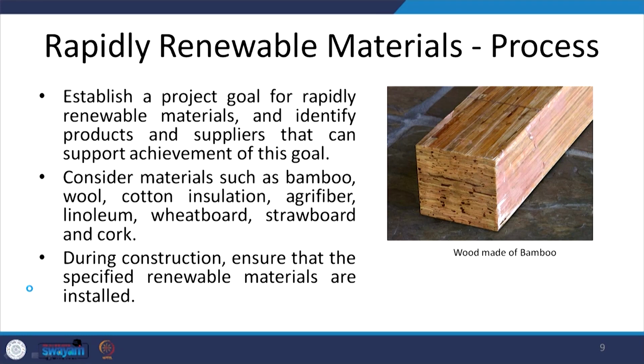So, when we are looking at incorporating rapidly renewable materials in any project, a due process methodology has to be followed. Just like we have seen for renewable materials and the recyclable content of materials, the same process has to be followed here for adding rapidly renewable materials into our specifications. The first step is to identify what rapidly renewable materials are available in the locality, in the region, and then identify the products and suppliers that can support the supply of such materials and the achievement of this goal.